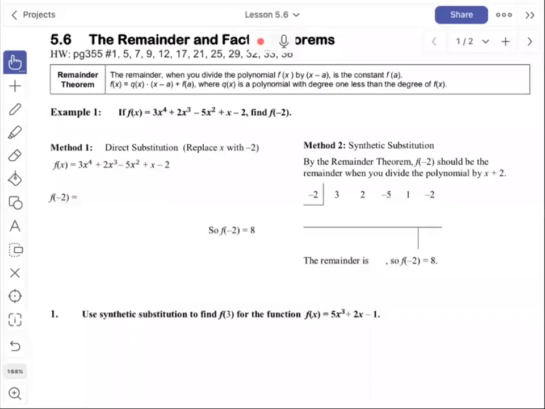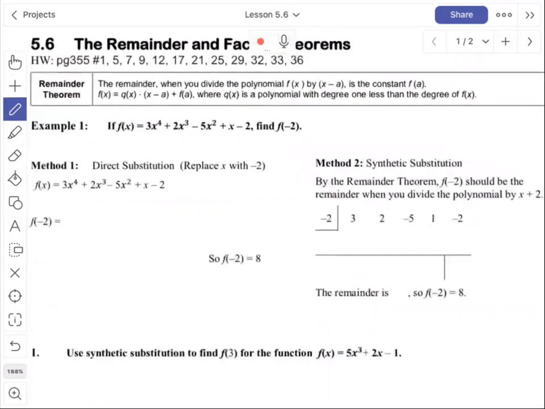Okay, guys, so we are talking the remainder and factor theorems today. All right, so big concepts today, okay? And it has to do with stuff that you guys already know how to do, though, all right? So you're not really learning any new skills today. You're just learning how to apply them, okay? So the first thing is this remainder theorem.